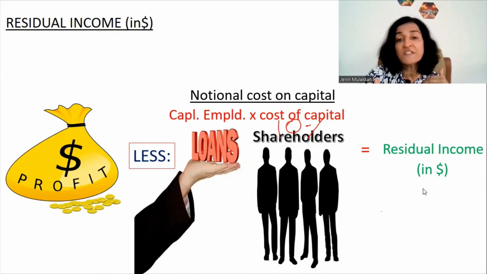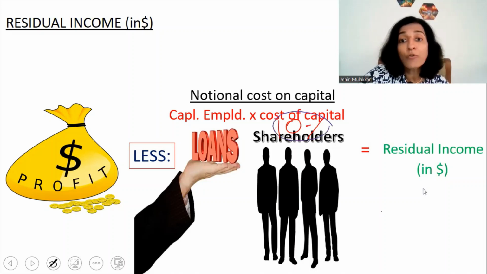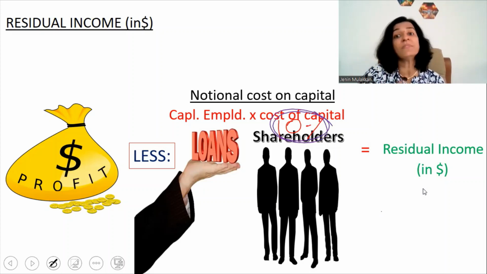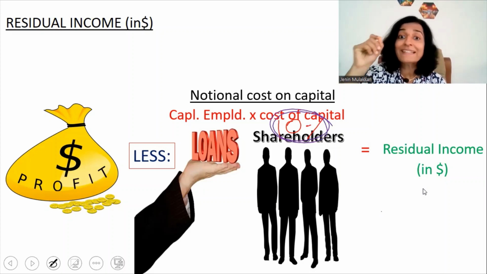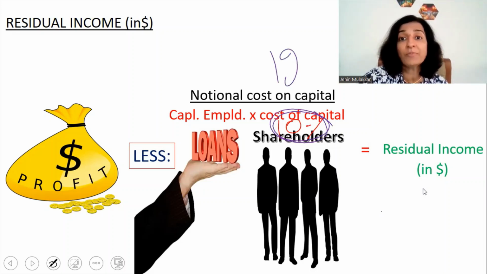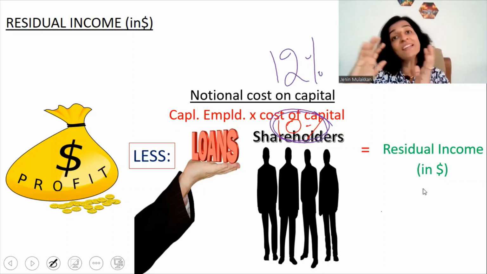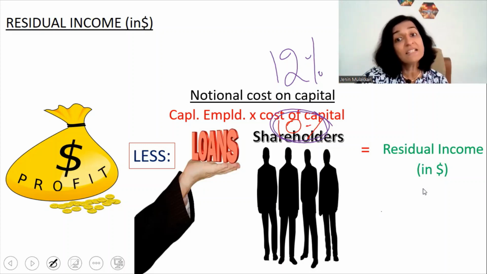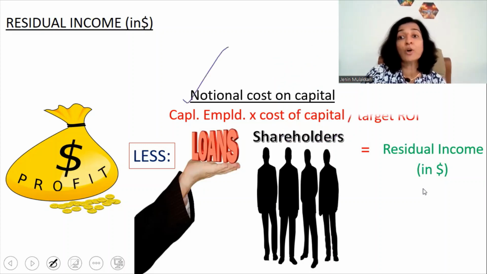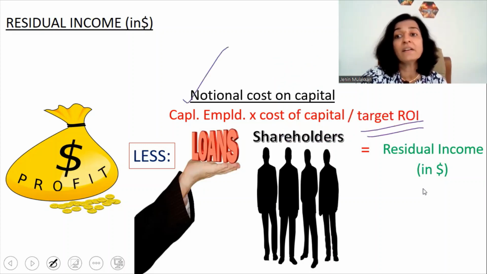Now, there could be one more situation. Sometimes the head office wants a return of more than 10% from the division. Say they have fixed a target of say 12%. Why are they fixing it at a higher rate? Maybe they want funds for expansion, etc. So that is why they are fixing a higher target that is more than the cost of capital. Then naturally, you have to multiply the capital employed with the target return on investment percentage.